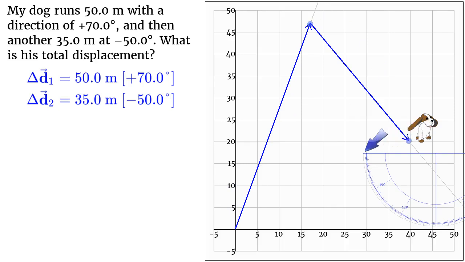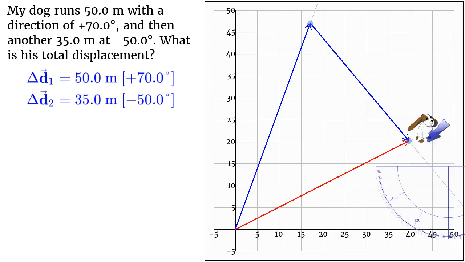In physics, displacement is always measured in a straight line. The path that the dog actually follows isn't really of any concern when we're measuring displacement. All we're concerned with is where they start and where they end up. So to illustrate the displacement, I'm going to draw in a third arrow. This one's going to start at the origin, which is where the motion began. It's going to end at the tip of the second vector, which is where the motion ended.